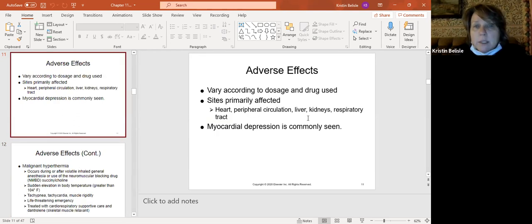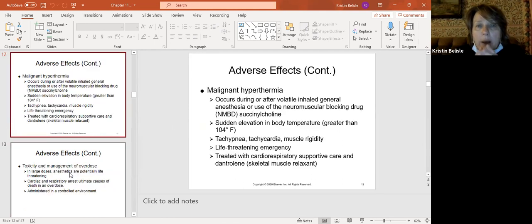Adverse reactions. Sites primarily affected are heart, peripheral circulation. I'm not going to read everything. And we can have myocardial depression is commonly seen. So we've got to be very careful. Let's talk about malignant hyperthermia, though. This is a big one. This is one that you'll see in NCLEX. This is one that we need to know about.